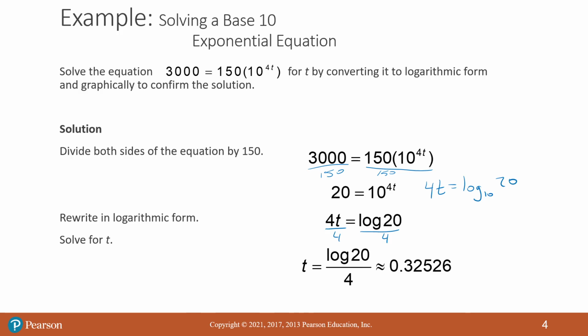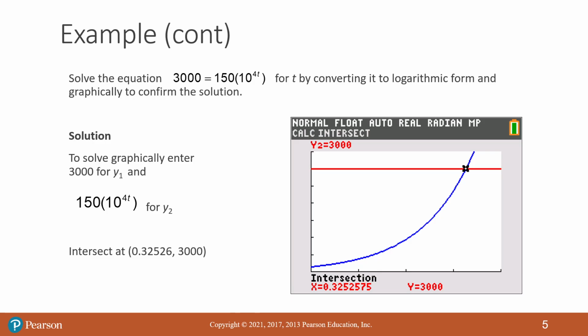0.32526. Now, if you want to graphically check yourself or graphically solve here, essentially what you're going to let happen is you're going to let 3000 be one of your y's, and you're going to let 150 times 10 raised to the 4t be the other y. And then you're going to run that intersect function. If you run that intersect function right there, you will be able to find that intersection value.